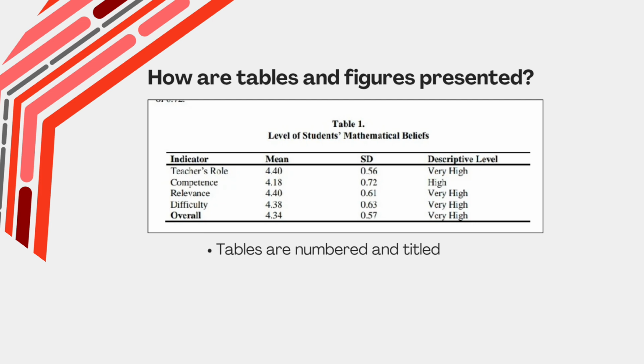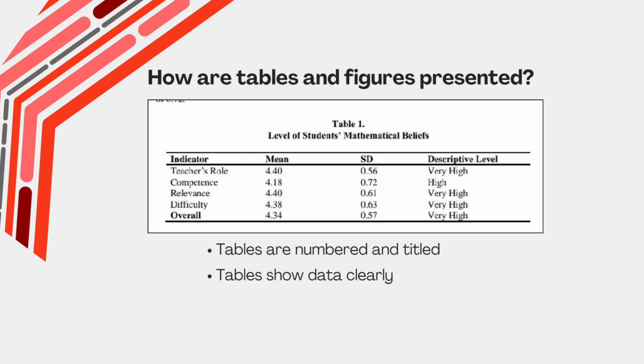First, tables are numbered and titled. So each table is numbered like table 1 or table 2 and has a clear title that tells what the table is about. For example, one table might be titled Level of Students' Mathematical Belief. So this title tells the readers what kinds of data is shown in the table. Numbering helps organize the information and it also makes it easier to refer to the table in the discussion.